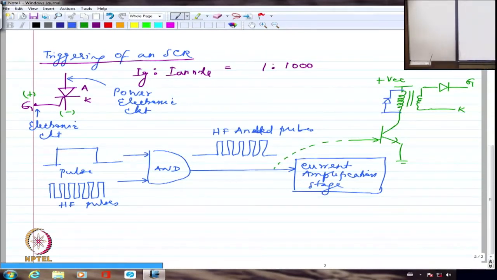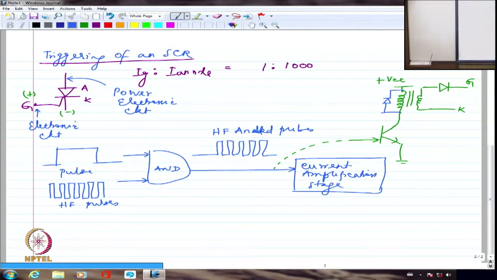So much for the triggering circuit of a thyristor or SCR. You start from the pulses. You normally AND it with high frequency to make sure that the transformer which I am going to use here does not saturate.